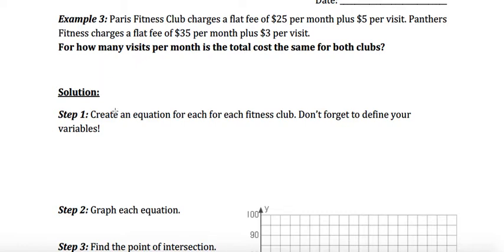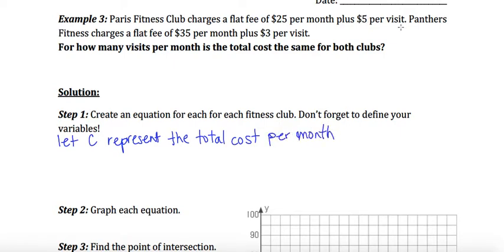So step number 1 is to create an equation for each of these fitness clubs, but we have to define our variables first, so that's really important. When you're creating your own equations, you have to define your variables. So similar to what we did above, we are going to let C represent the total cost, and we're looking at $25 per month, so the total cost per month.